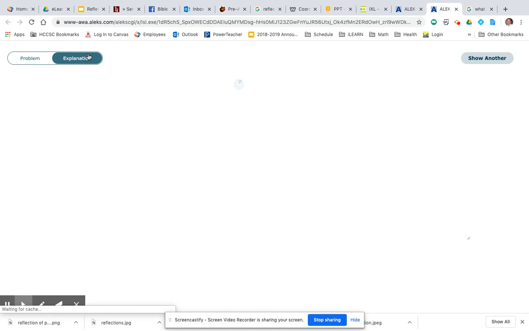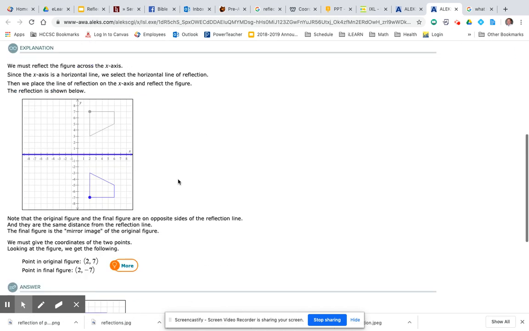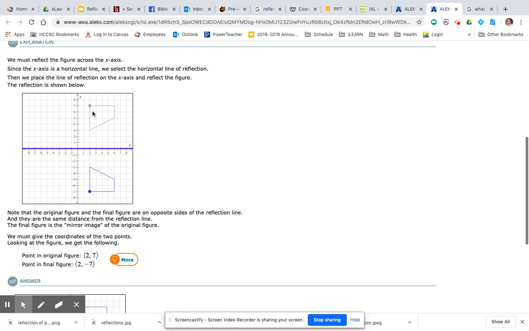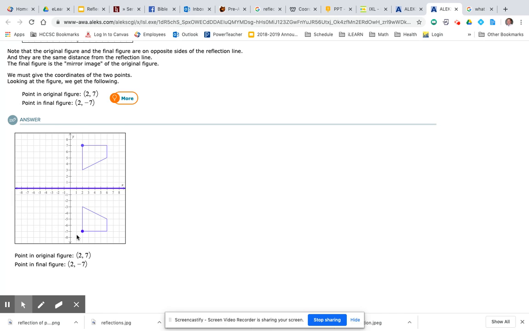Let me show you what it would look like. Okay, it's going to look like this. So it goes from here to here, and then you drag the image down and you name the new coordinate. And you notice what happened was the y coordinate changed to its opposite, and that's what happens in a reflection.